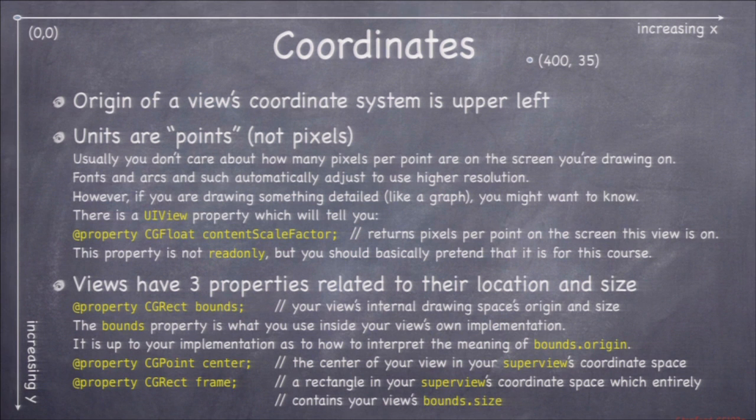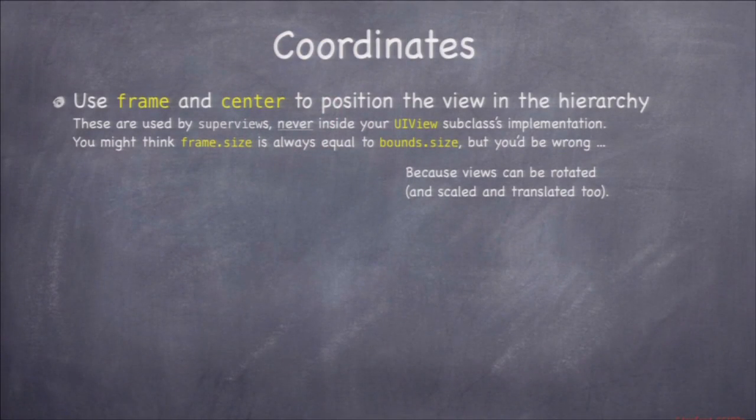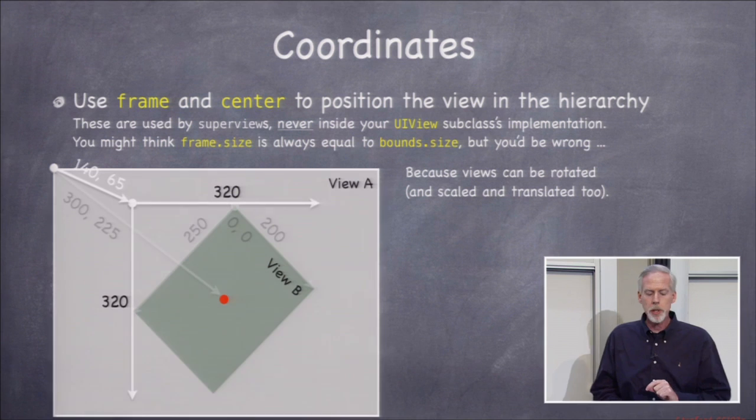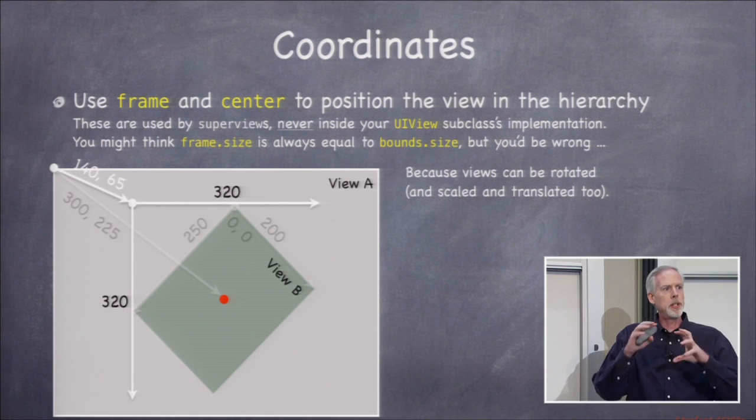Center is just the center of where you are in your superview's coordinate system. There's no property to get your center in your own coordinate system. You just take your bounds' width divided by 2 and height divided by 2, and boom, you're in the middle. Now, you might think frame and bounds are going to be exactly the same, except that the frame is in the superview's coordinate system, so the origin might be different, but that's not true. The reason is that views can be rotated. If a view is rotated, the rectangle to contain it might be much bigger, because it's a diamond shape that it has to contain.